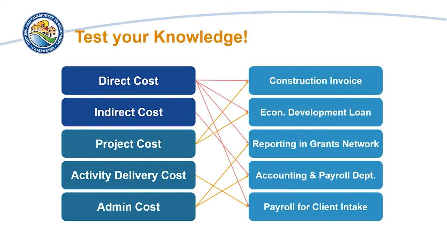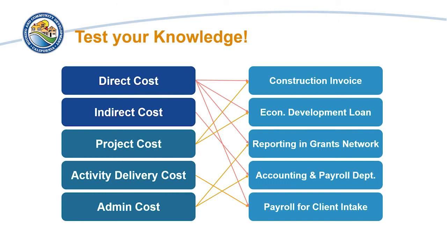Costs incurred by a grantee's accounting and payroll department is an indirect cost, since it's a cost incurred for a common or joint purpose benefiting more than one cost objective. This is because the accounting and payroll departments benefit all of the grantee's employees, not just those employees working exclusively on the CDBG CV program.